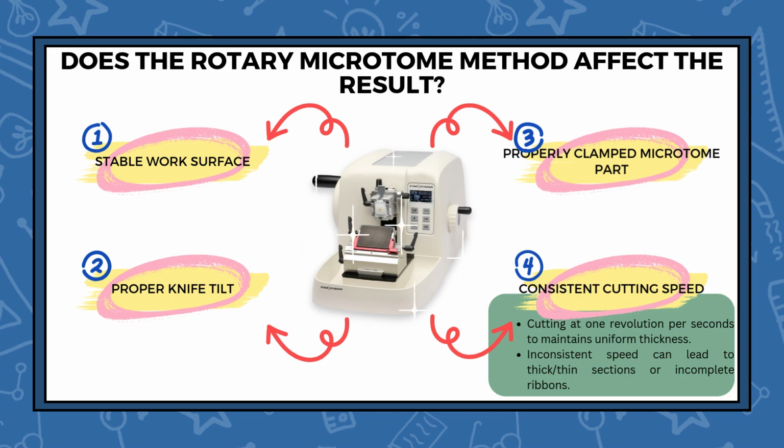Lastly, consistent cutting speed is indeed an important factor that affects the quality of microtomy sections. Maintaining a steady cutting speed, that means around 1 rotation per second, is crucial. Fast cutting can cause thickness inconsistencies, while slower speeds can create uneven sections that affect ribbon formation.